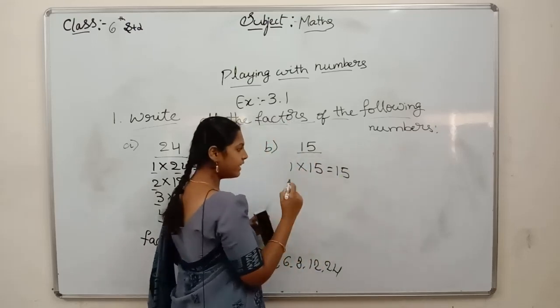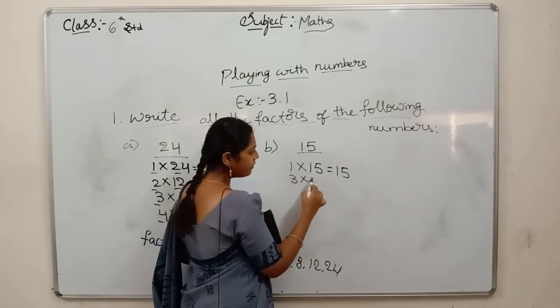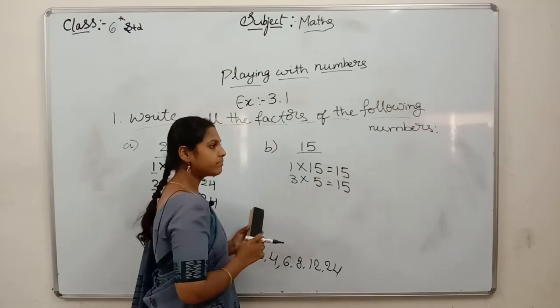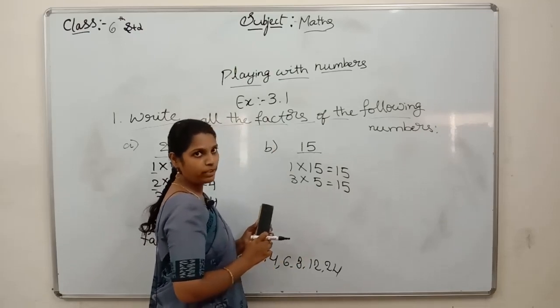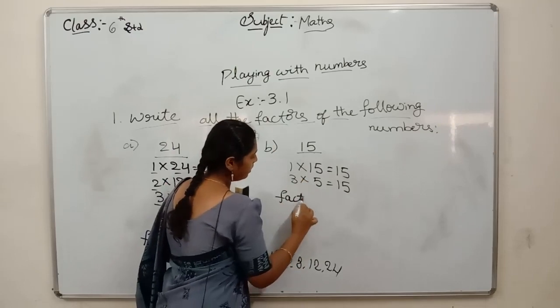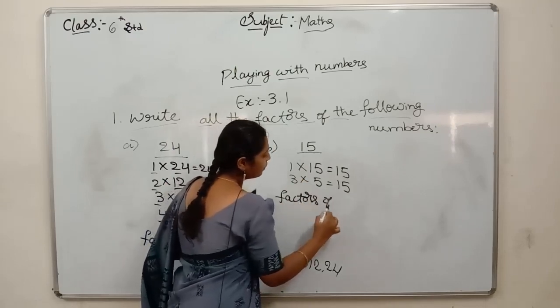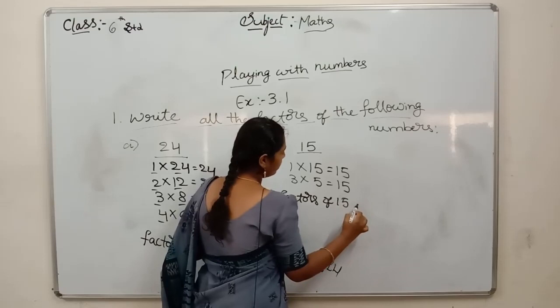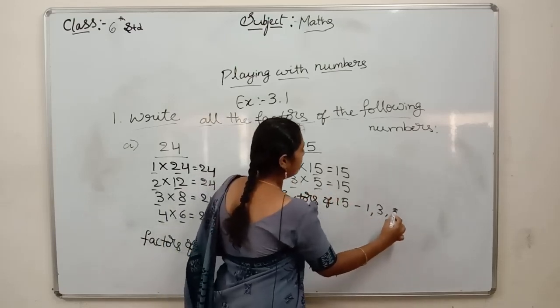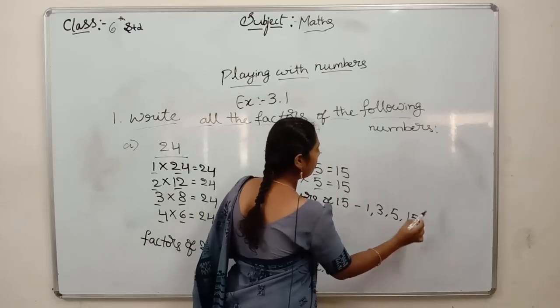If you check in the 3 table, 3 5s are 15, we will get. In the 4 table again, no, we can't see 15 in the 4 table. So these are the factors of 15. Factors of 15 are 1, 3, 5 and 15.